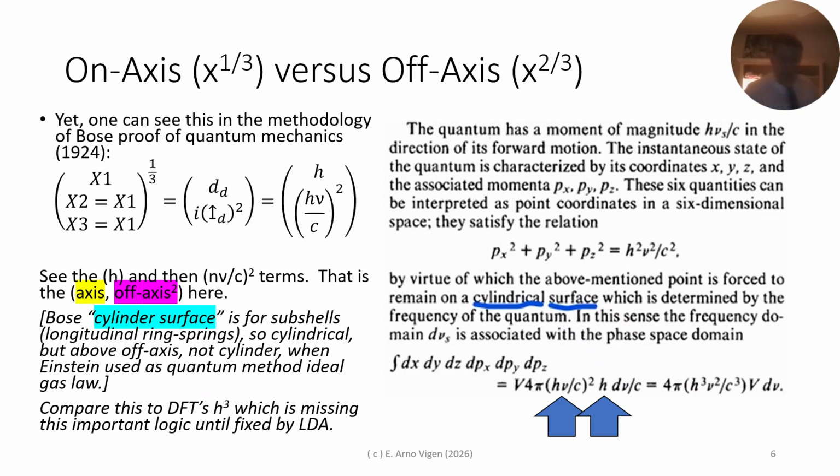So this is the famous paper by Bose that Einstein found and used to prove quantum mechanics for the ideal gas law. Now, importantly, you'll see over here on the blue arrows that he has a term that is h, and the term that is h frequency divided by the speed of light, and that whole thing squared. That's looking just like my on-axis and off-axis HemiChem mechanics.